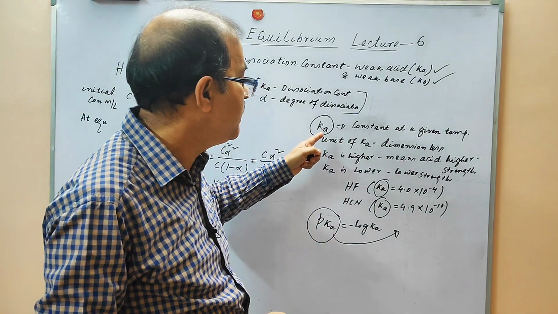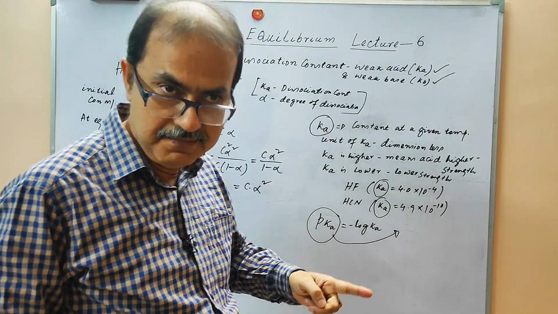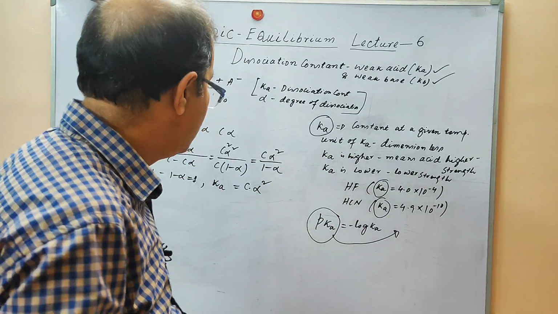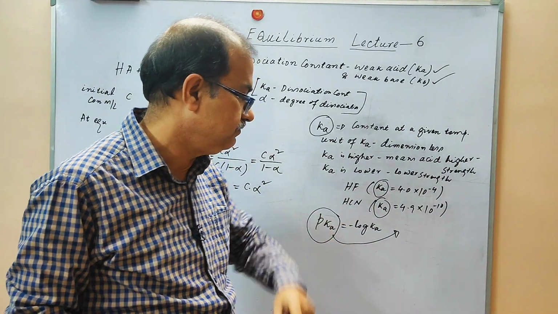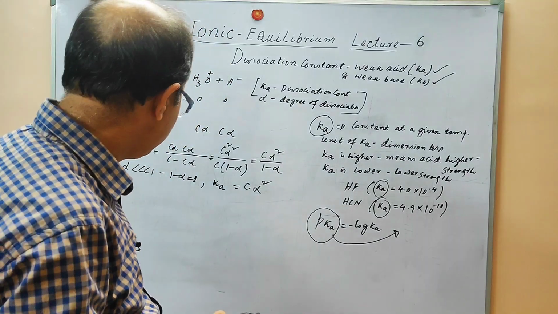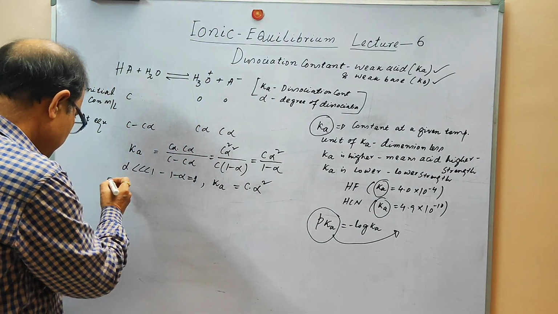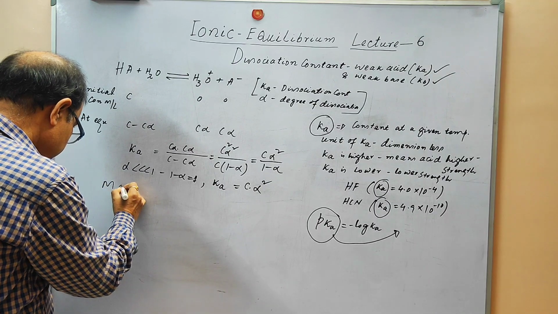That is different for the K. K is higher means it is a stronger acid. K is lower means it is a weaker acid. So you understand this. And this formula is also applicable for the base also.